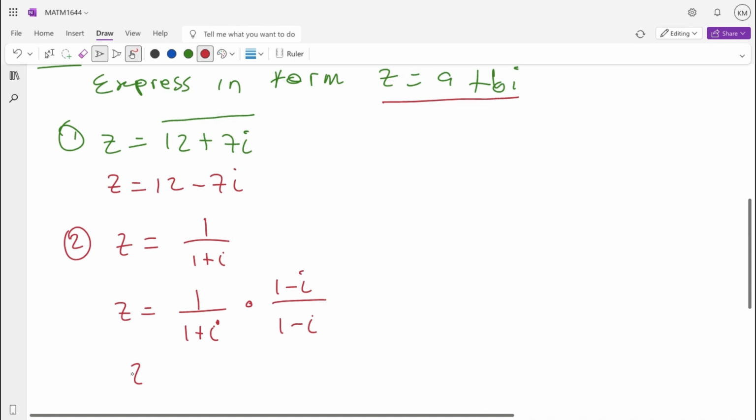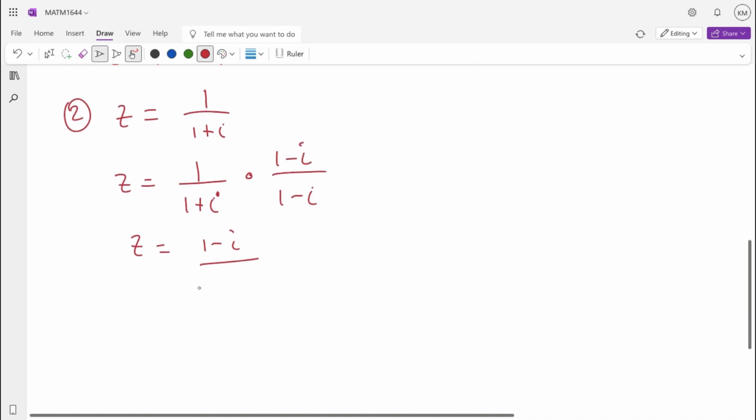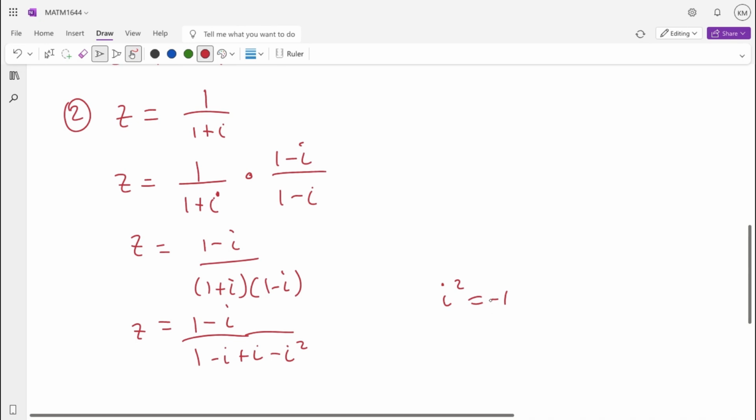So Z is just going to be 1 times 1 minus i, that is 1 minus i, divided by, at the denominator, 1 plus i times 1 minus i. Then Z is 1 minus i divided by: 1 times 1 is 1, 1 times minus i is minus i, then i times 1 is positive i, then i times minus i will be minus i squared. Remember I said i squared is minus 1. Keep that in mind; it will be helpful where we see i squared. So here we'll plug in minus 1.